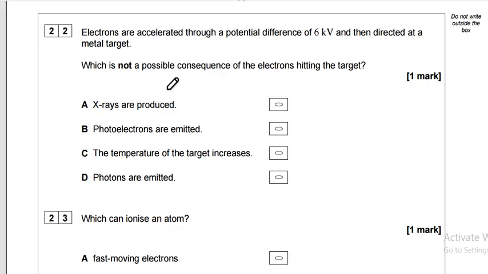What is not a possible consequence of electrons hitting the target? X-rays can be produced. Photoelectrons cannot be produced, because they are not produced by electrons hitting the target; they are produced by photons hitting a metal.